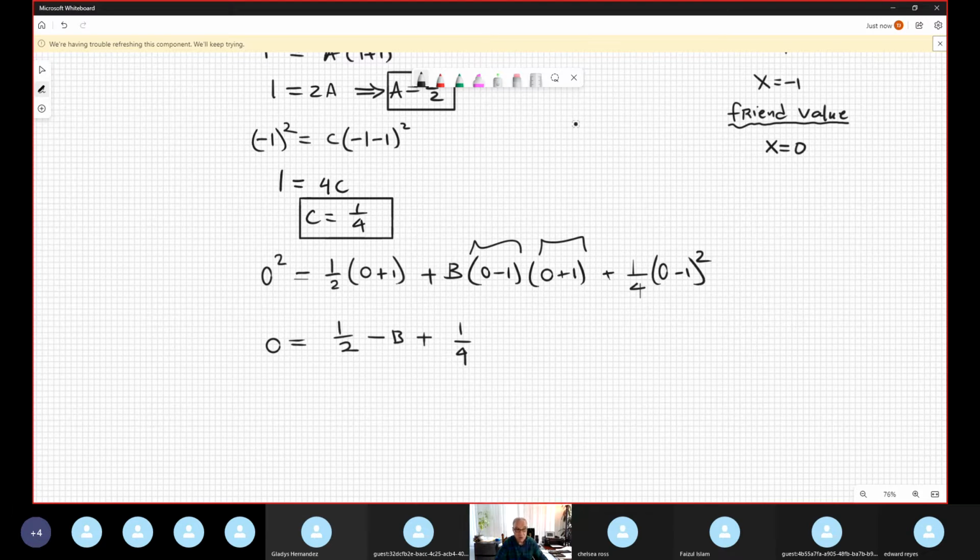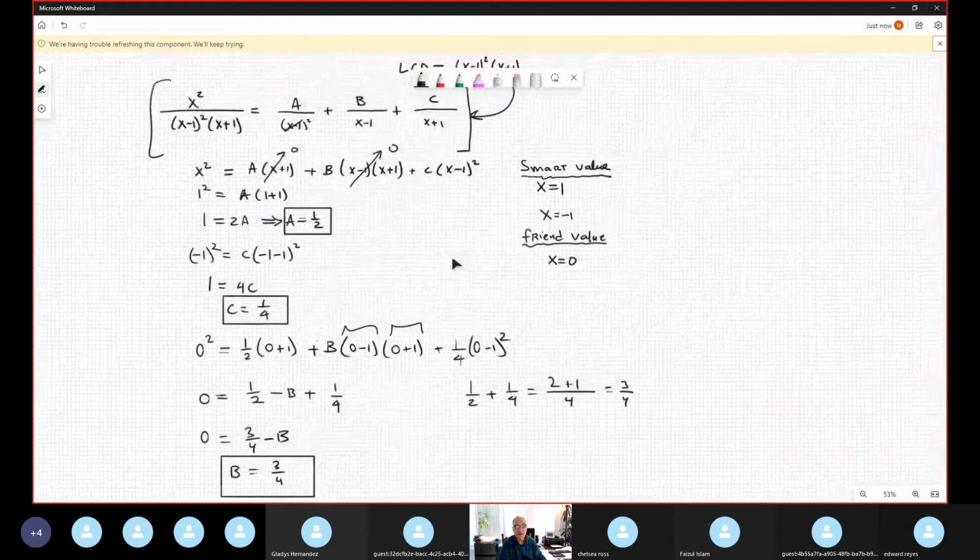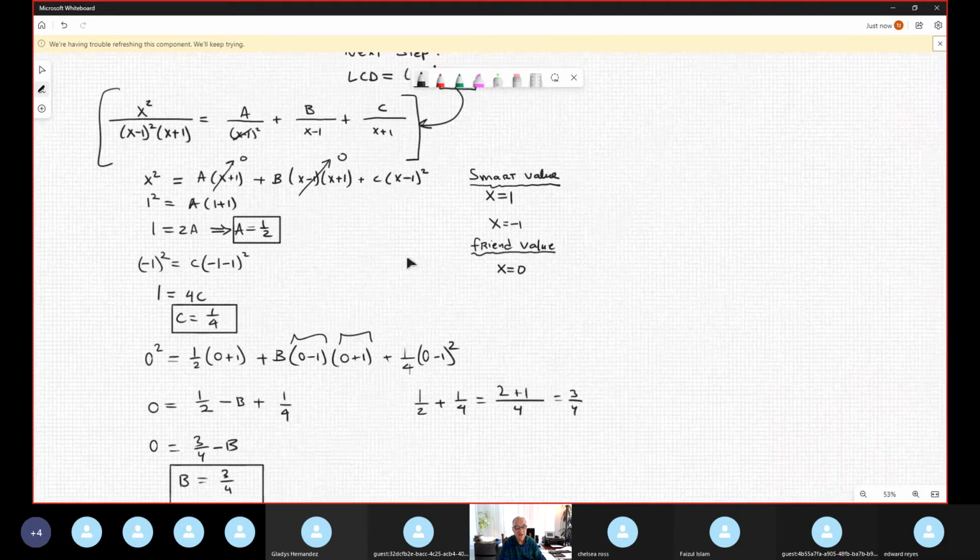Well, first, if you want, you add in 1/2 plus 1/4. The LCD is 4. 2 plus 1 is 3/4. And therefore, 0 is equal to 3/4 minus B. Therefore, B alone is 3/4. I have the 3 values of the ABC.